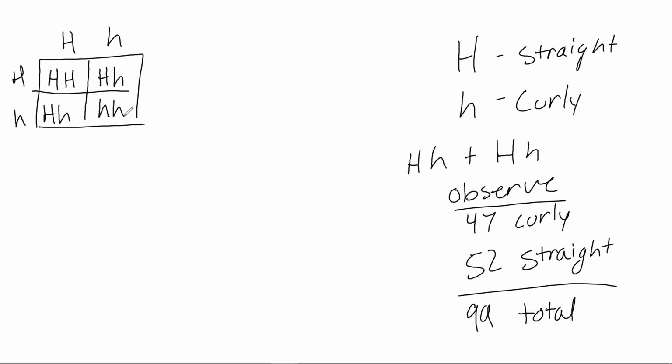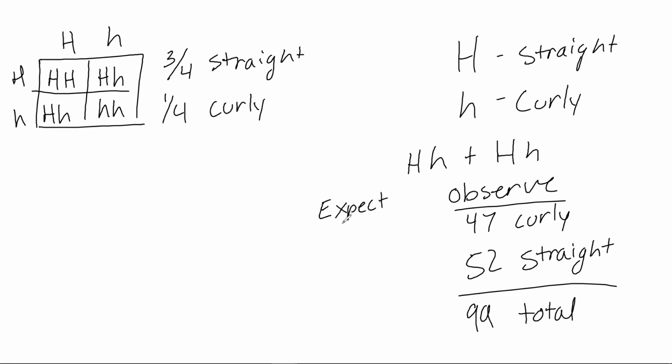Remember, from this point on, we're going to think about phenotype. So 3 out of 4 are going to have straight hair, and 1 out of 4 are going to have curly hair. Now I need to multiply this fraction that I have just found times the total. So someone give me some expected values. See what we expect.